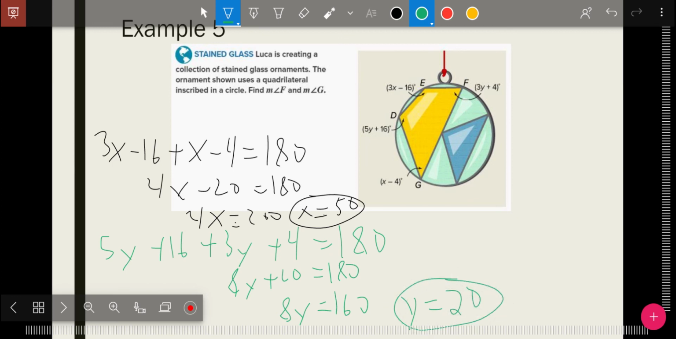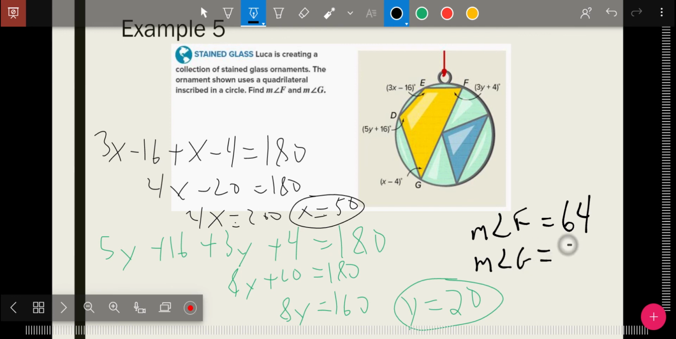Now it's asking for the measure of angle F, which is 3y. 3 times 20 is 60, plus 4 is 64. And the measure of angle G, which is x minus 4. 50 minus 4 is 46. So make sure you also know what the problem is asking.